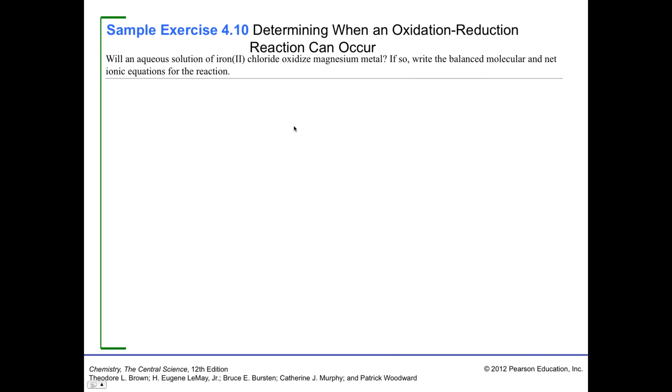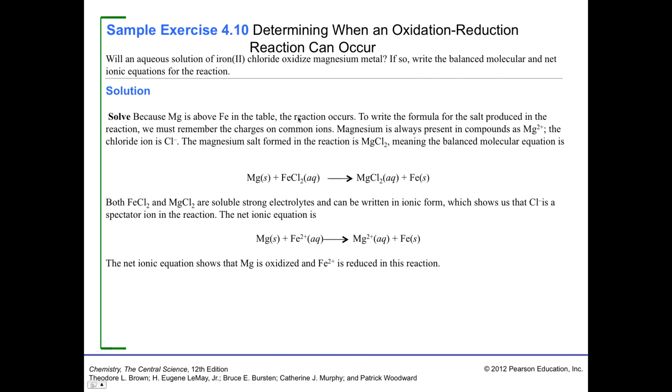All right, so we're going to write the balanced molecular and net ionic equations for the reaction. So here's magnesium plus iron(II) chloride. It's a displacement reaction, right? So the magnesium displaces the iron, and you get solid iron and magnesium chloride.